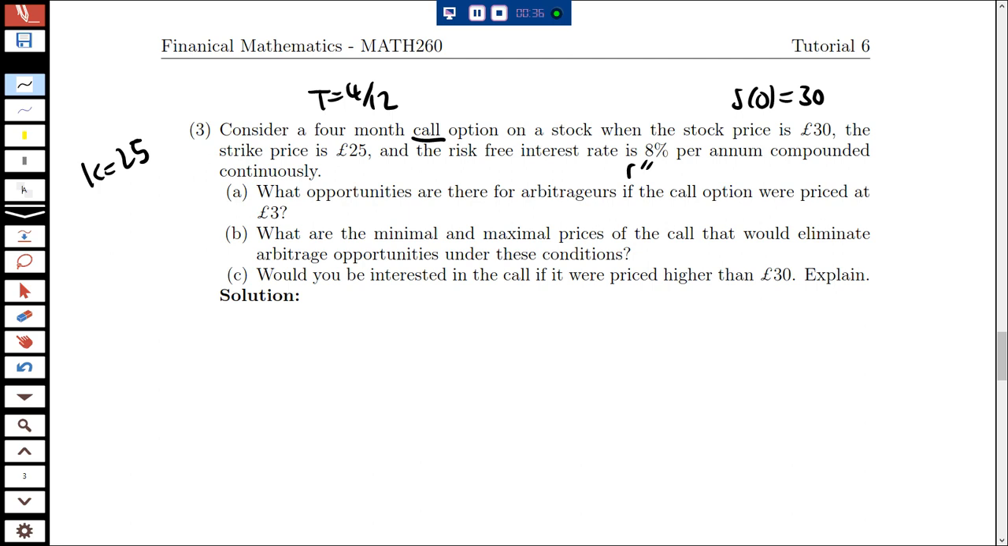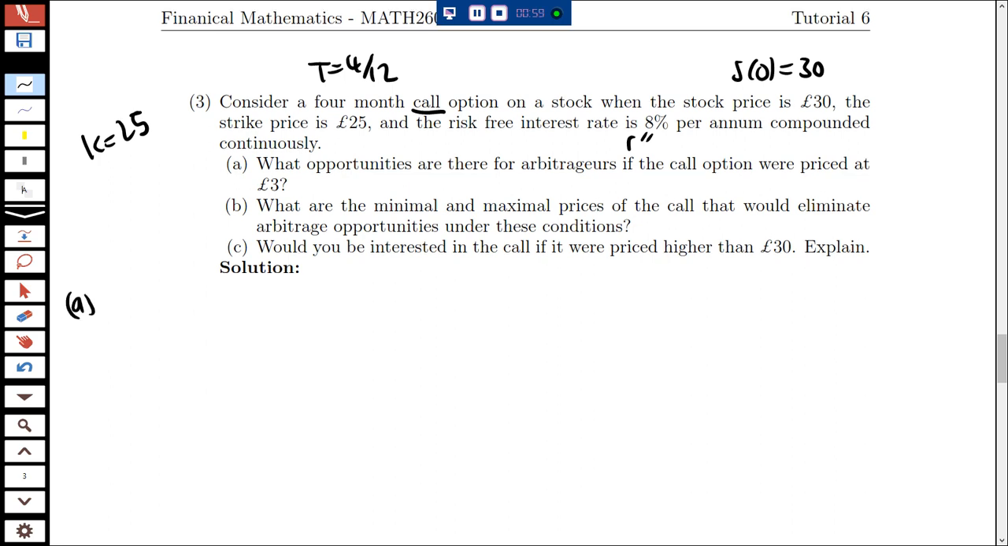Okay, so we've got the call option, we've got the stock, we don't have anything about puts, so put-call parity might not be very useful for this question. Part A, what opportunities are there for arbitrageurs if the call option was priced at £3? We don't have any information about the put, so we're going to have to use the theoretical bounds for call options.